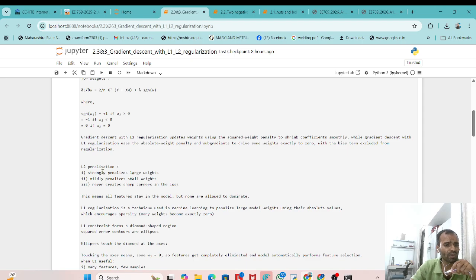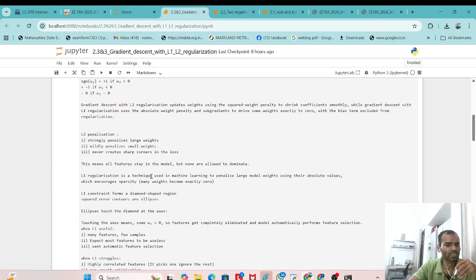When you use gradient descent with L2 regularization, you update weights using the squared weight penalty to shrink coefficients smoothly. While gradient descent with L1 regularization uses the absolute weight penalty and drives weights exactly to zero. Some weights are exactly zero, and that is nothing but sparsity. In both cases, bias terms are excluded.